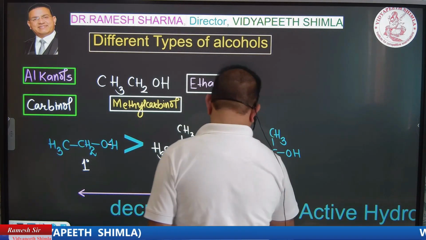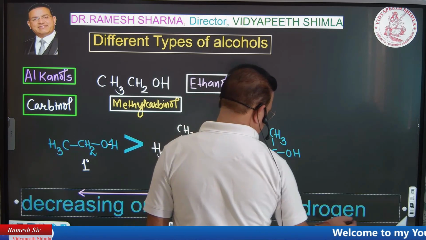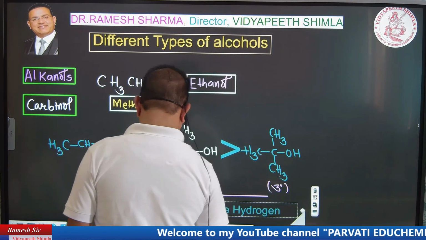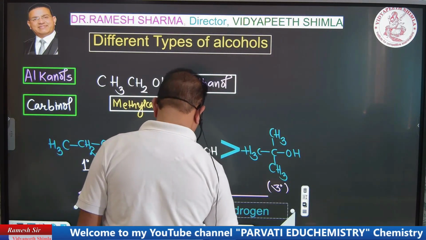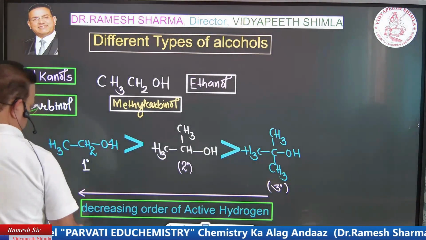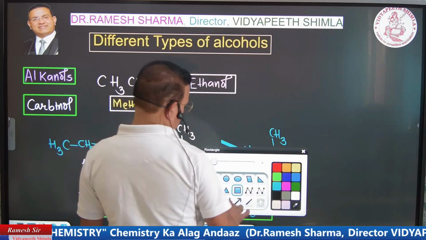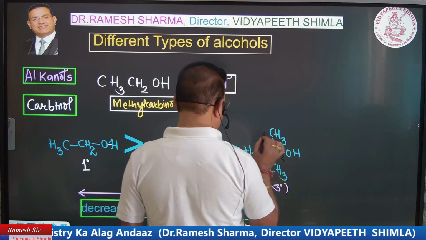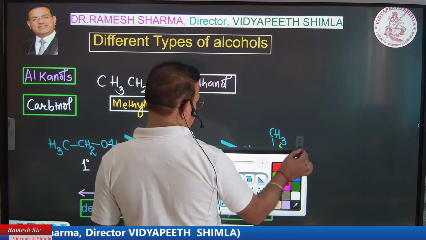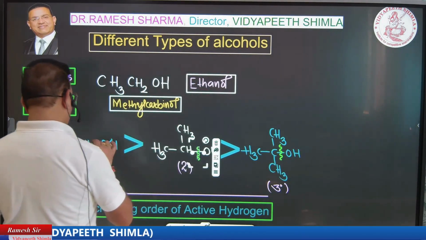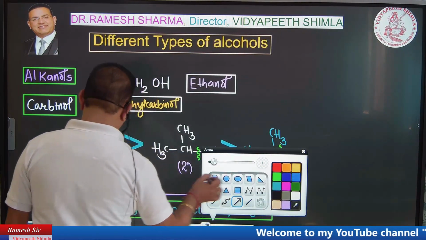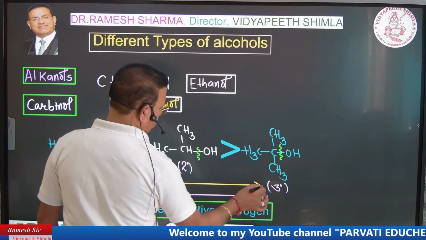The tertiary alcohol, which has the least active hydrogen, is thought to be the one having the fastest C-OH bond cleavage. तो अगर C-OH बॉन्ड क्लीवेज की बात करें तो C-OH बॉन्ड क्लीवेज का ऑर्डर यहाँ से यहाँ कुछ ऐसा होगा.